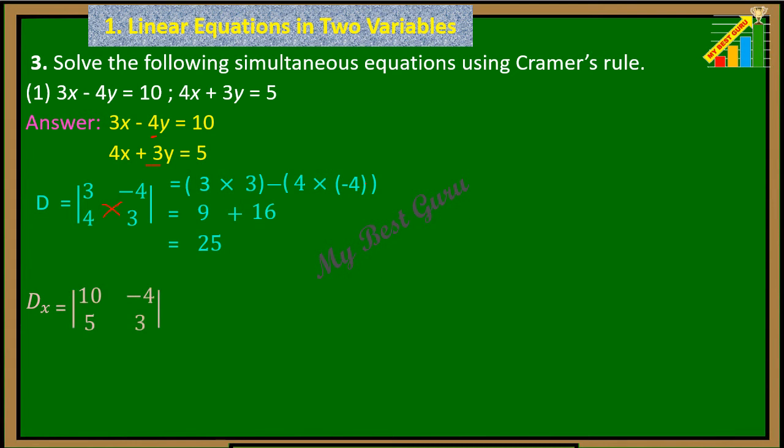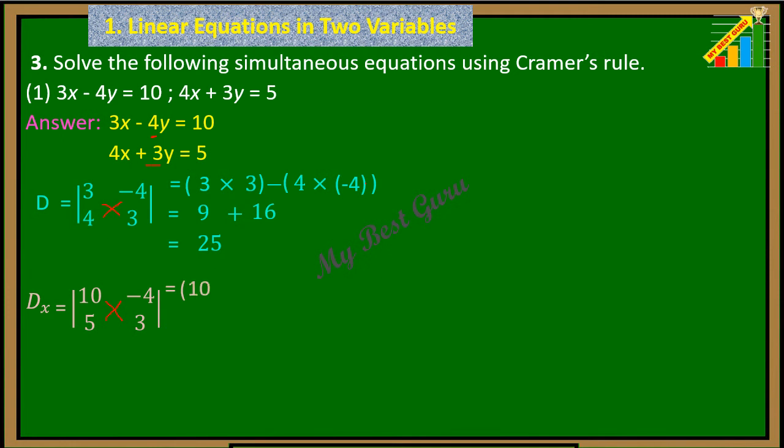So dx is equal to, you have to take C point. What is the standard form of your equation? Ax plus by is equal to C. So here you have to take C and then b. Here C is 10 and 5, and b is minus 4 and 3. Again cross multiply this and find the value for the determinant dx.